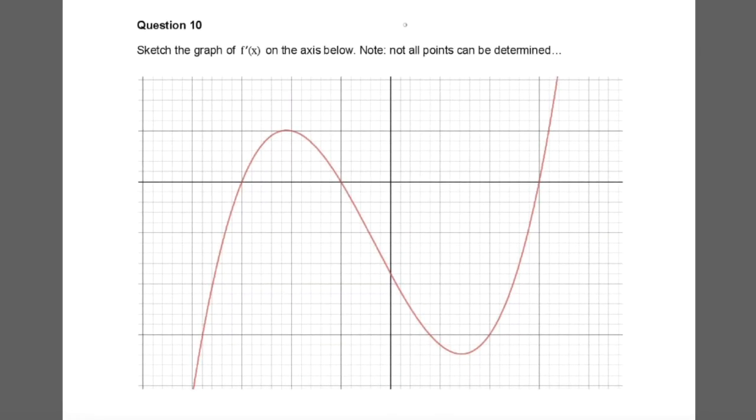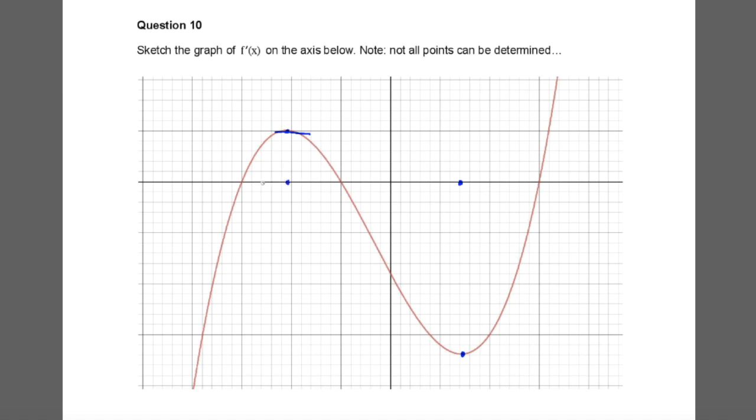Last question. Sketch the graph of f dash x on the axis below. Not all points can be determined. All right. This is our function. Looks like some sort of cubic. We know at the turning points of any function that the gradient is 0 because we draw a horizontal tangent. So maybe there somewhere. That means on the gradient function, we're going to have a y-intercept. Similarly down here, it means we're going to have an x-intercept, wherever the gradient of the previous function is 0.